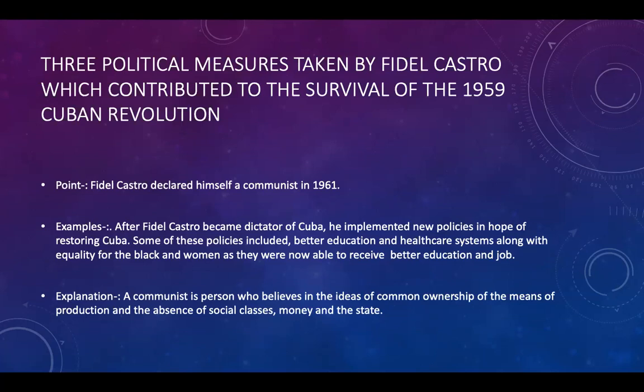Oh, sir, I forgot to mention from before, we only peeled the first two measures, sir, because we thought that we were only supposed to explain the first two, but we still gave the third measure, which was this one. All right, no problem. You can move on to this one about Fidel Castro declaring himself communist.